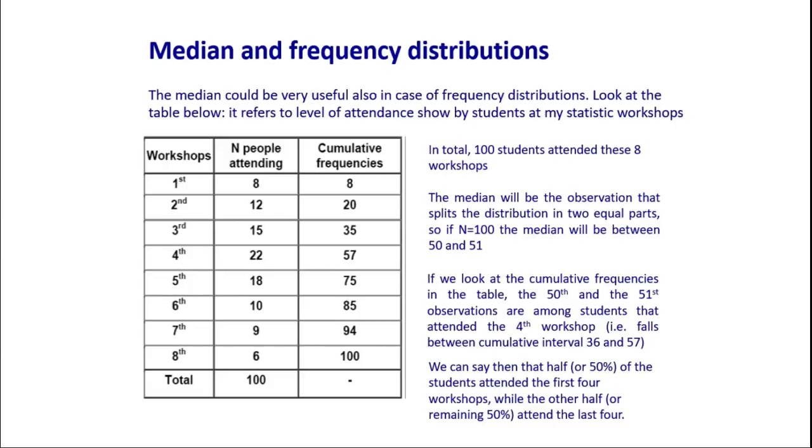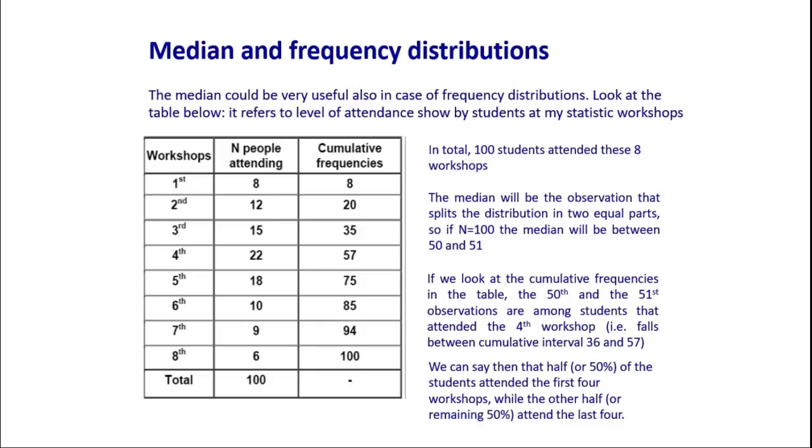Then we've got their cumulative frequencies. And the way that we get cumulative frequencies is by adding up as we go along. So first group, 8. End of the second group, 20. 35, 57. This is simply by adding this value. So 12 plus 8 is 20, 15 plus 20 is 35, 22 plus 35 is 57, 18 plus 57 is 75, 10 plus 75 is 85, 9 plus 85 is 94, and 6 plus 94 is 100. Okay, so you've got the idea.